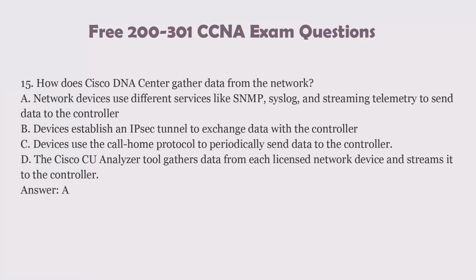15. How does Cisco DNA Center gather data from the network? A. Network devices use different services like SNMP, syslog, and streaming telemetry to send data to the controller. B. Devices establish an IPsec tunnel to exchange data with the controller. C. Devices use the call home protocol to periodically send data to the controller. D. The Cisco CU Analyzer tool gathers data from each licensed network device and streams it to the controller. Answer: A.